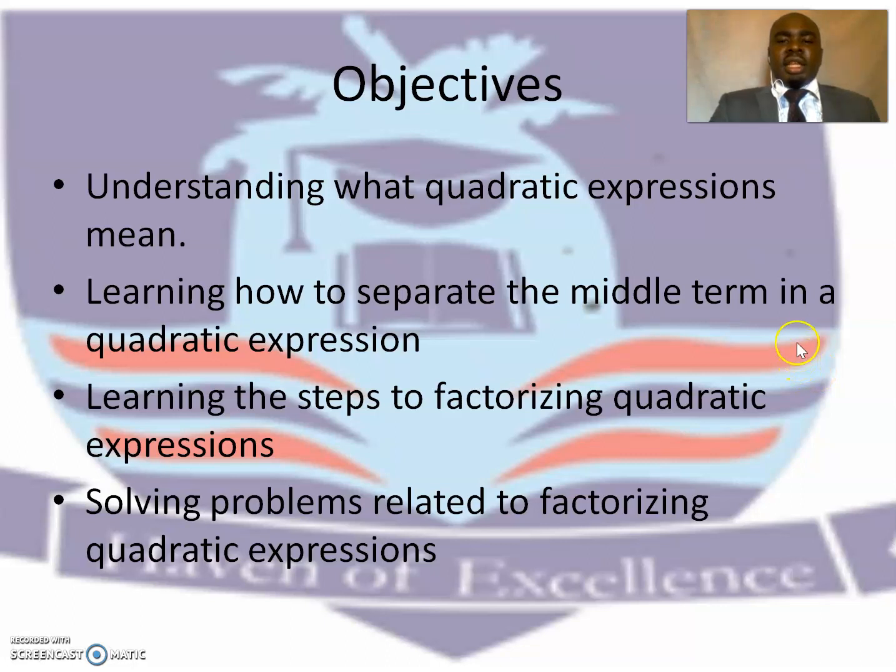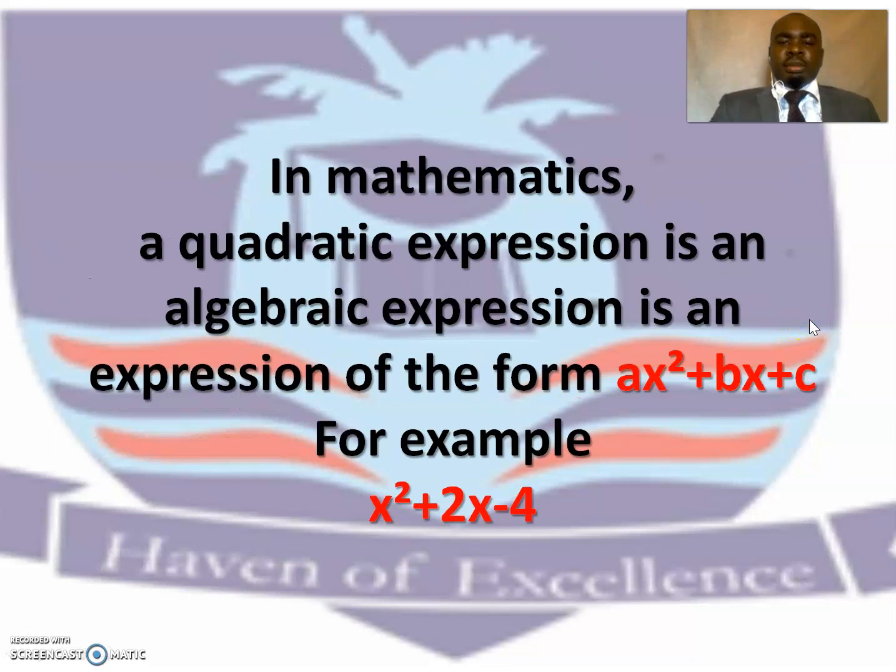What is a quadratic expression, or what does it mean? In mathematics, a quadratic expression simply means an expression in the form ax squared plus bx plus c. In other words, we have a single variable. This is not an expression in two variables. We don't have x and y. We only have a single variable x. A is the coefficient of x squared, b is the coefficient of x, and c is a constant. And the highest power of x is 2. We don't have x cubed, and we must have a term in x squared.